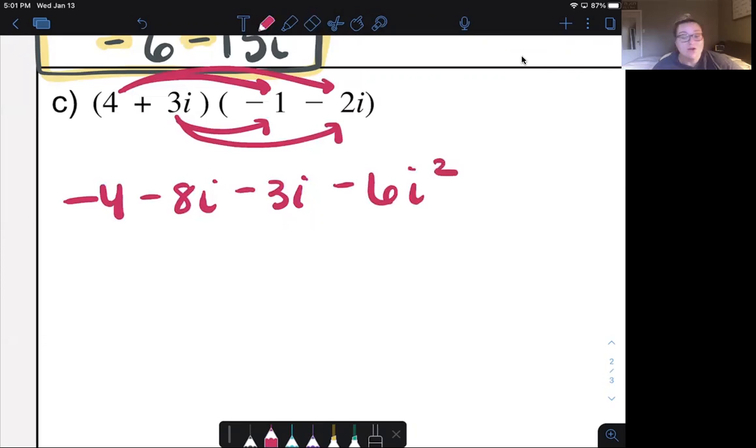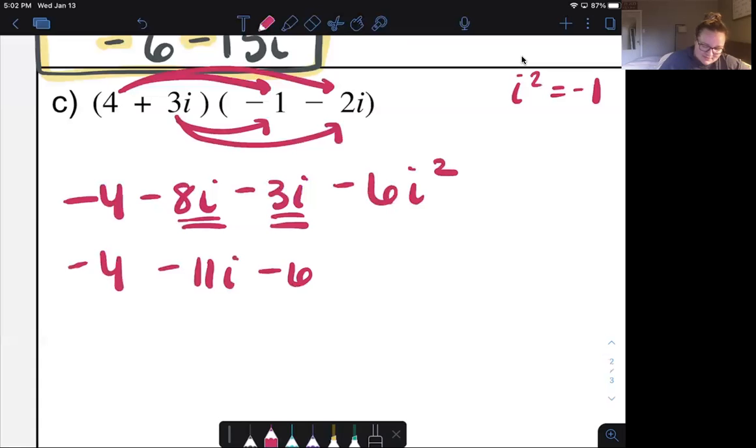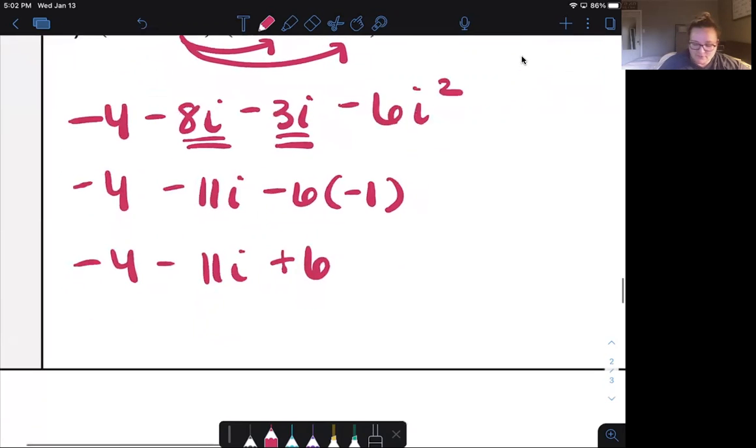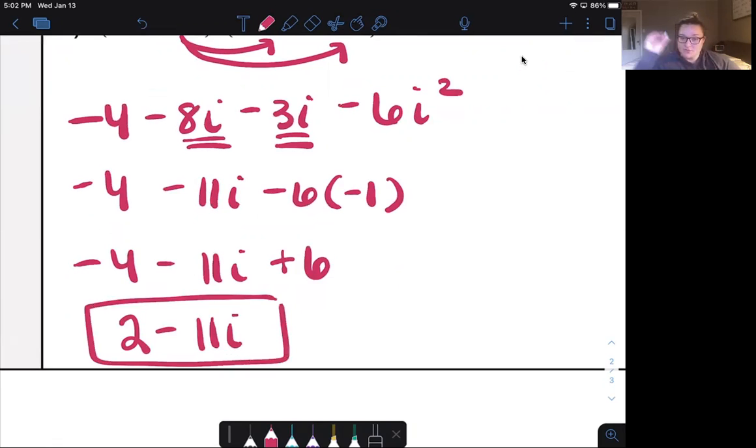So when I simplify this, not only do I want to combine all the like pieces, but I also want to make sure I do not have i squared left in my final answer, because i squared is equal to negative 1. And we always want to use that when we can, which is always. So we're going to have negative 4, negative 8i, and negative 3i simplified to negative 11i. Negative 6 times i squared is negative 6 times negative 1. Negative 6 times negative 1 is positive 6. Then we're going to take negative 4 plus 6, which is 2, minus 11i. Notice how I made sure that the 2 is written before the part with the i. So 2 minus 11i is our final answer.